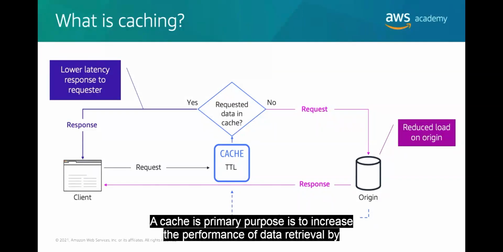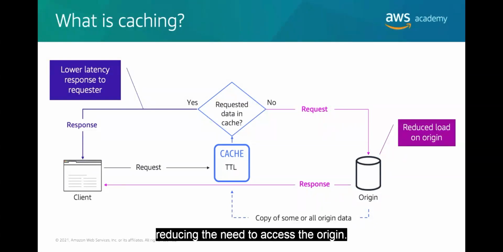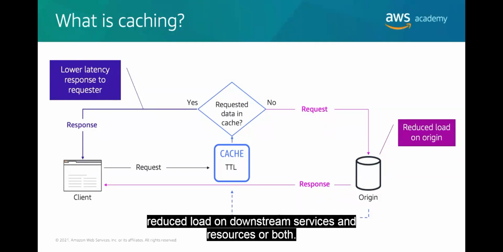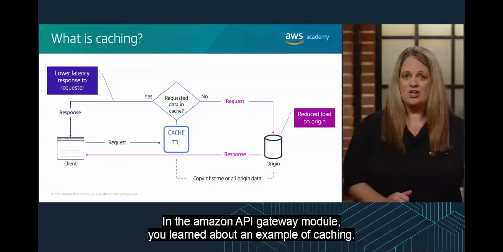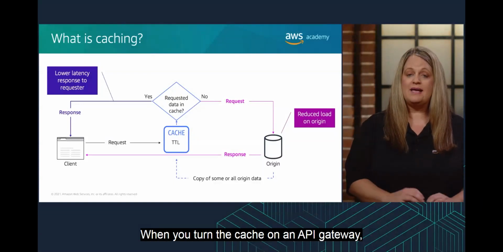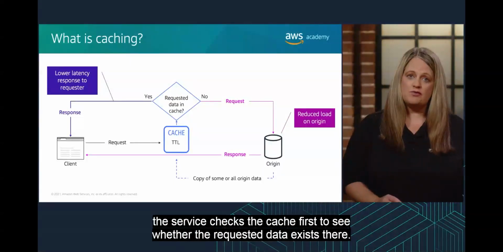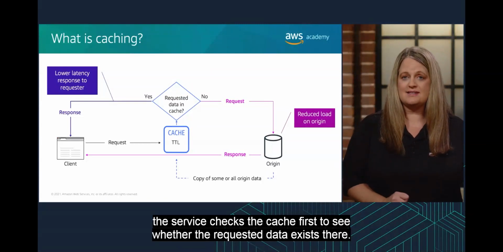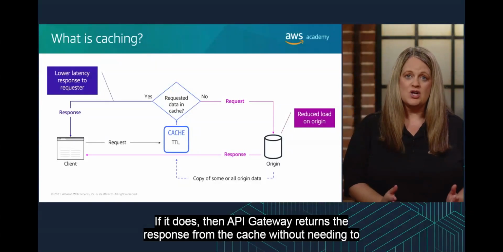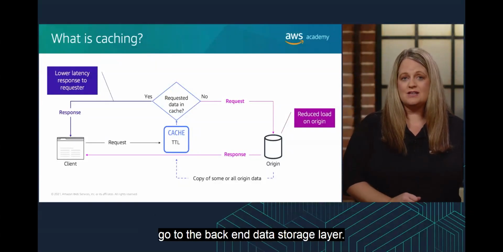A cache's primary purpose is to increase the performance of data retrieval by reducing the need to access the origin. The performance increase can come from faster responses back to the client, reduced load on downstream services and resources, or both. In the Amazon API Gateway module, you learned about an example of caching. When you turn the cache on in API Gateway, the service checks the cache first to see whether the requested data exists there. If it does, then API Gateway returns the response from the cache without needing to go to the backend data storage layer.